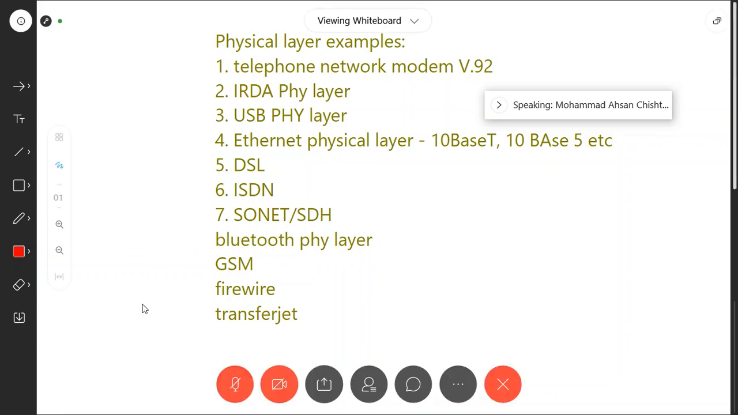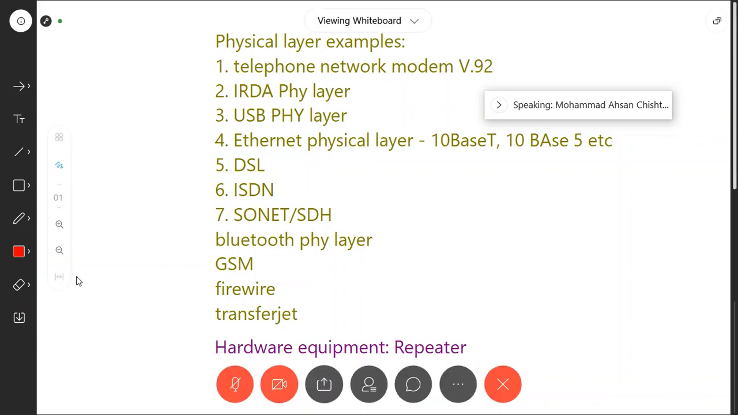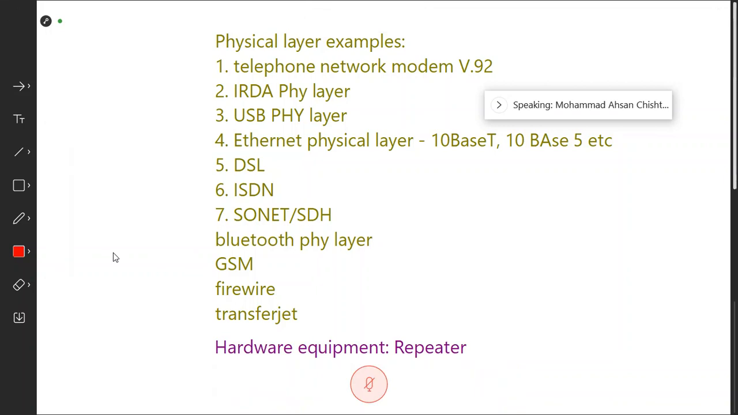By repeater, the name itself says it repeats something. It so happens that if you use a certain type of wire, let's say Cat 6 wire, the maximum distance that it can transmit a signal is, let's say, 100 meters. Now what happens if you are connecting two hostels? It's more than 100 meters.